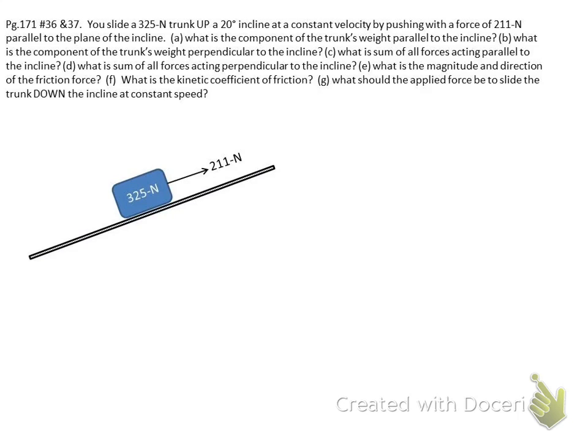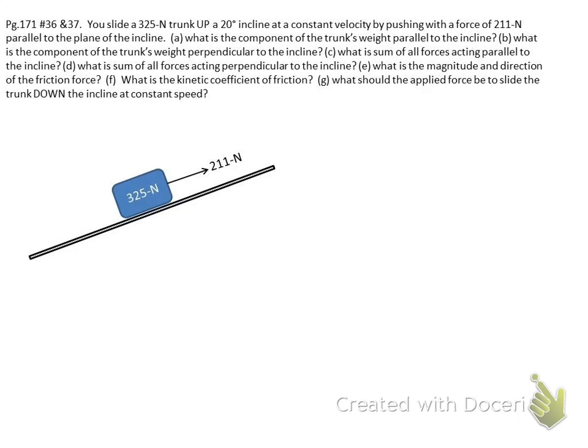Take note here that I'm not given the mass of the trunk or the crate or whatever we're sliding. This time I'm given the weight. How do I know? I look at the units. 325 Newton trunk. If they would have given me mass, it would have been in kilograms, and we'd have to multiply by 9.81. But 325 is the weight. I do not fall into the trap of multiplying that weight by 9.81. If you divide by 9.81, you'll get the mass.